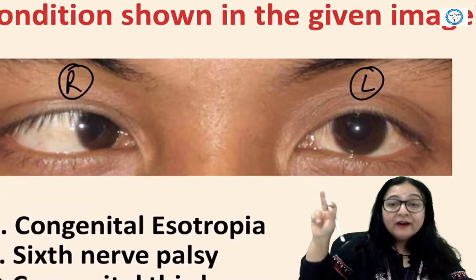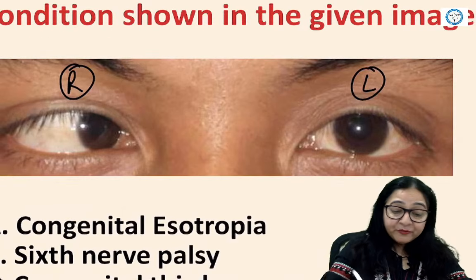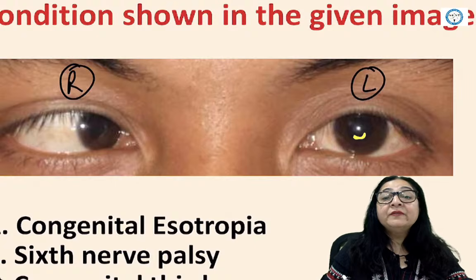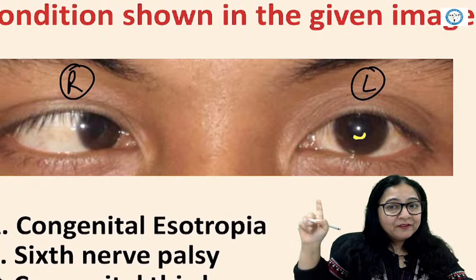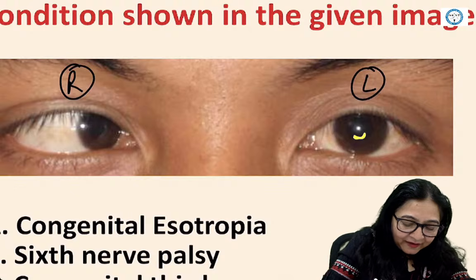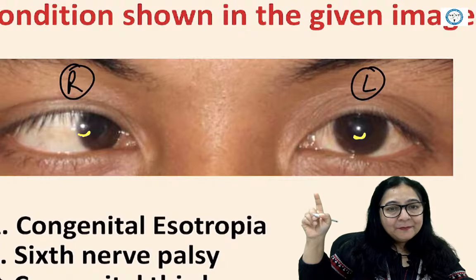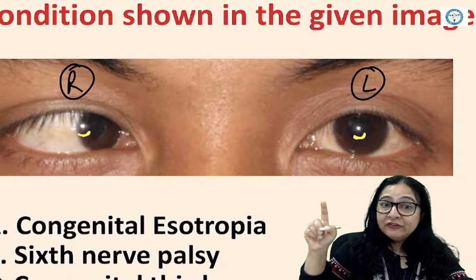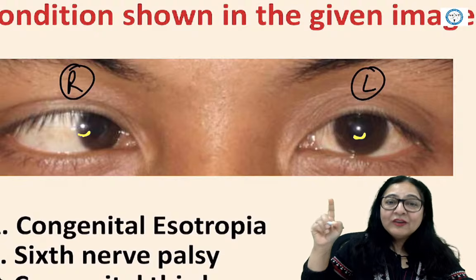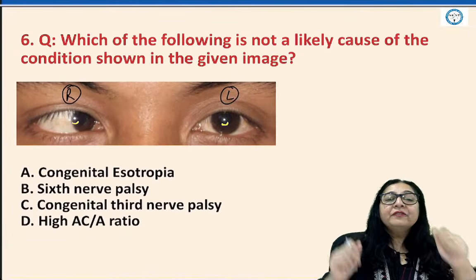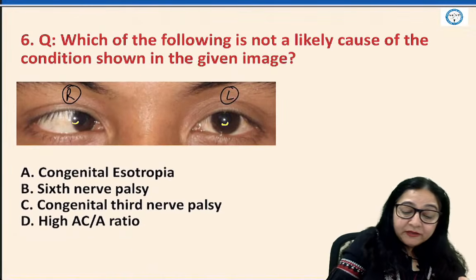Even if you look at the Hirschberg, you can revise your Hirschberg as well. The corneal reflex is in the center of the pupil in the left eye. So there is no squint in the left eye, whereas the corneal reflex is almost at the limbus in the right eye. So there is right eye convergent squint or esotropia. Okay, confirm.